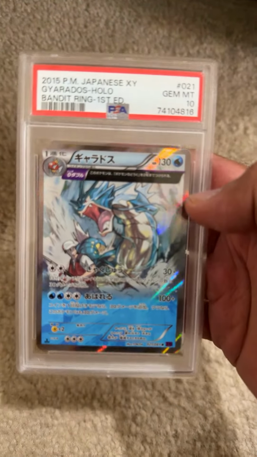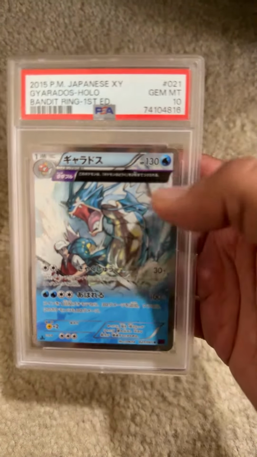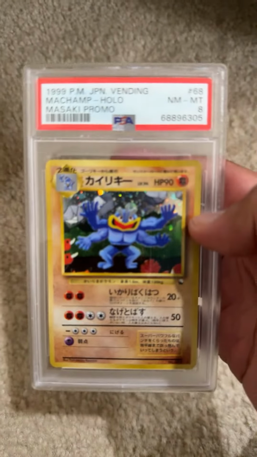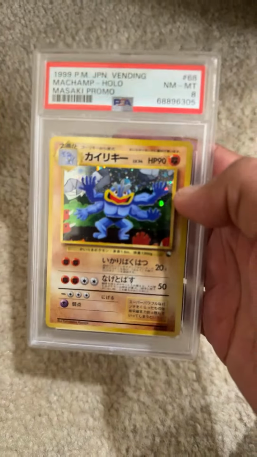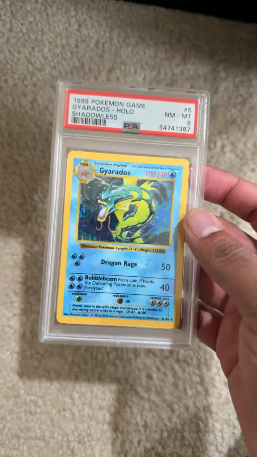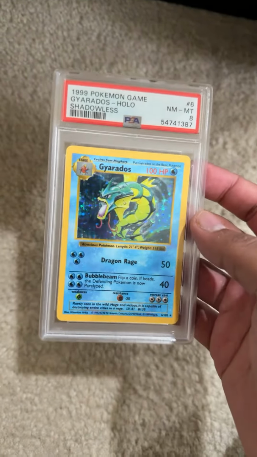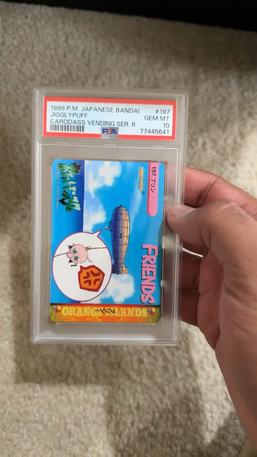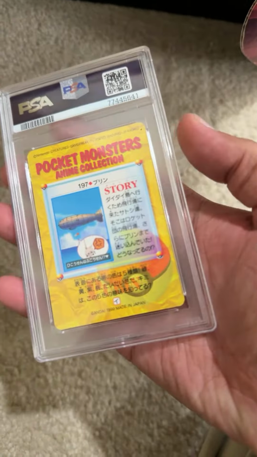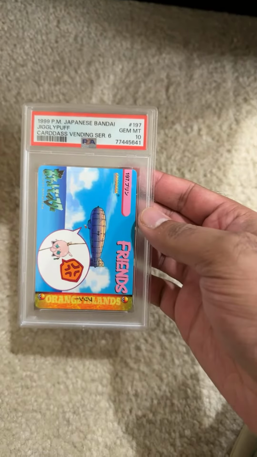This Gyarados Holo in a 10. Really cool artwork there. All right, Vending Machamp Holo promo in an 8. Gyarados Shadowless in an 8. This is one of those older, not traditional trading card ones, but the Card S Vending Series Jigglypuff in a 10.